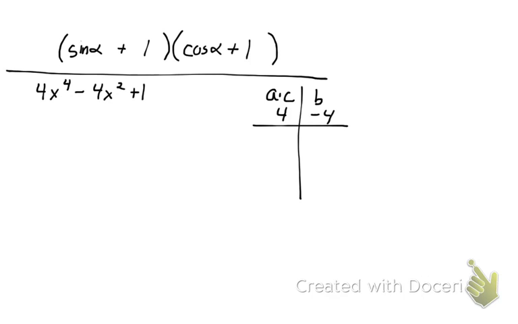I'm looking for a number that multiplies together to give me 4, but when added gives me negative 4. Sometimes these are the hardest ones to recognize, but it'd be negative 2 and negative 2, because negative 2 times negative 2 is positive 4.